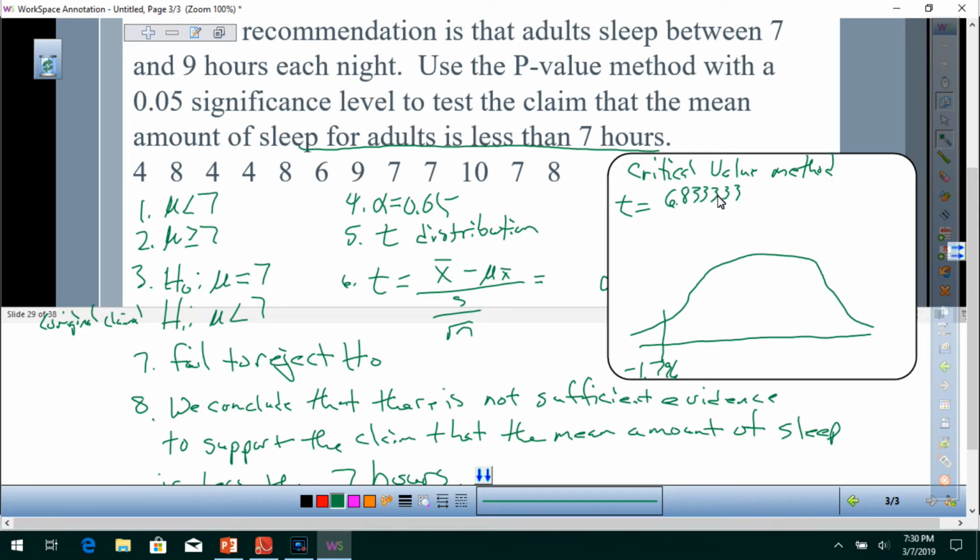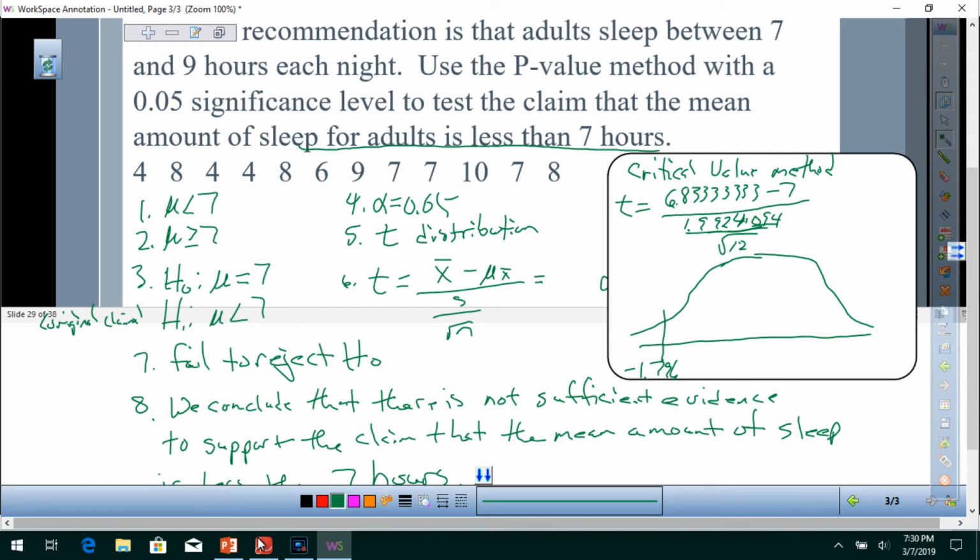6.83333, minus 7, over 1.9924094 over the square root of 12. Yeah, that doesn't look like 12. Over the square root of 12. That's 1.9924. That's a 4. I erased it by accident.